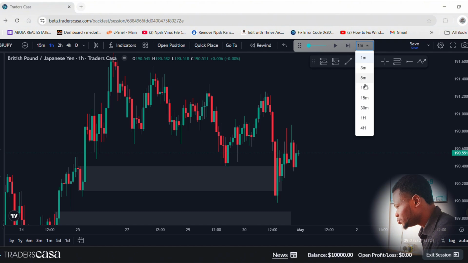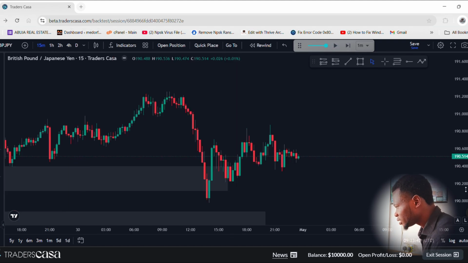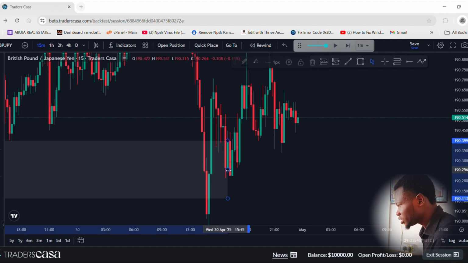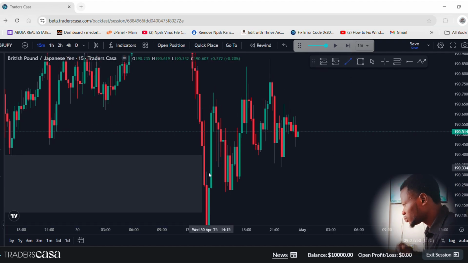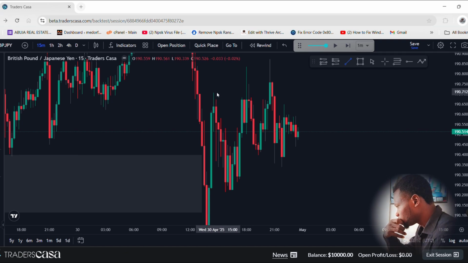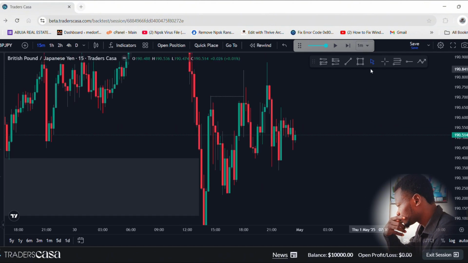Let's play the candle, just 1 minute. Let's make it as fast as possible. All right, let's go to 15 minutes and see what price is doing there. So here on 15 minutes we have price building up, right? See price push, pull back. Right now we saw this sweep of liquidity to the upside, then price came back, right? So let's just see what price has to offer.